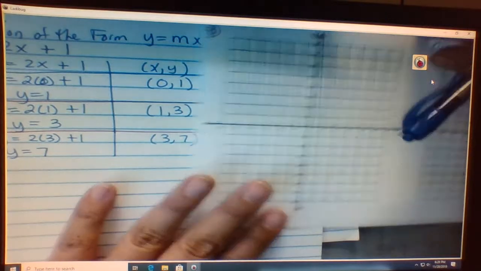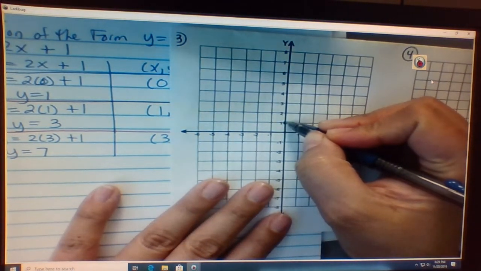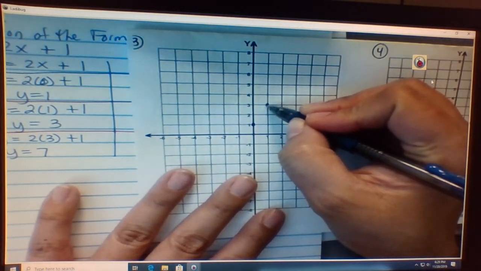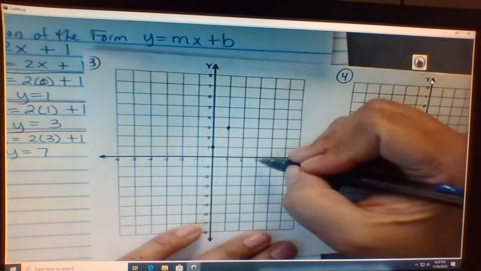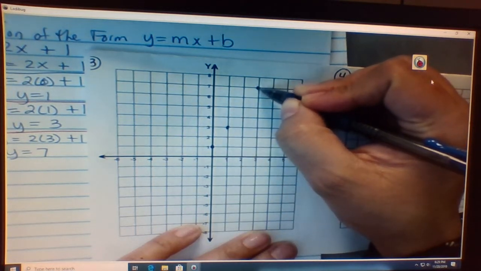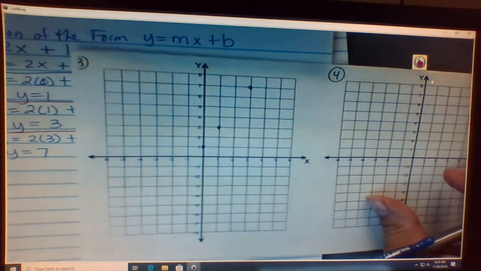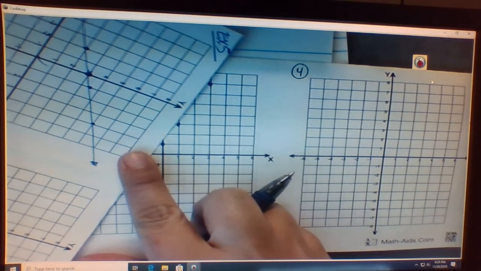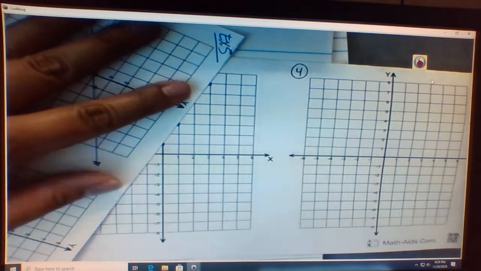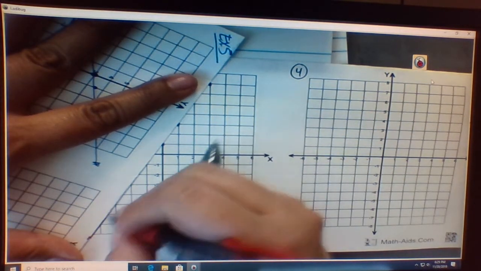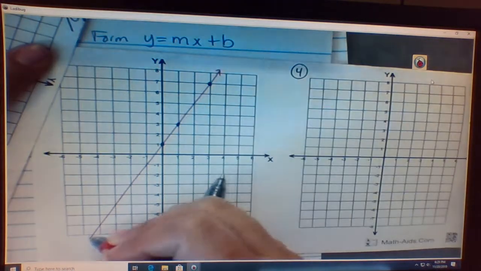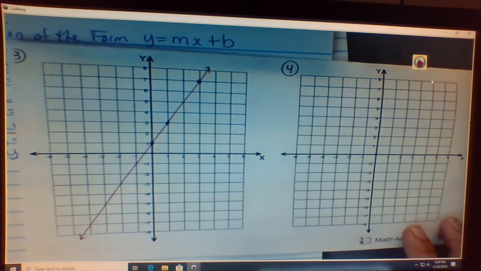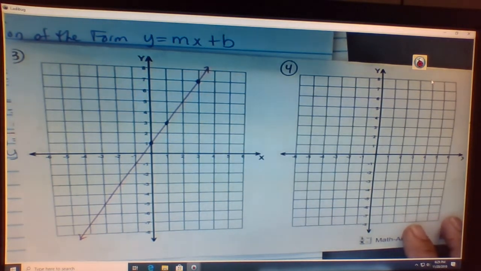So I have points (0, 1). There it is. I have the point (1, 3). And I have point (3, 7). Is it a straight line? Yep. Oh, yeah. Beautiful. I'm going straight. As straight as possible, right? There it is. That's the job, dude.